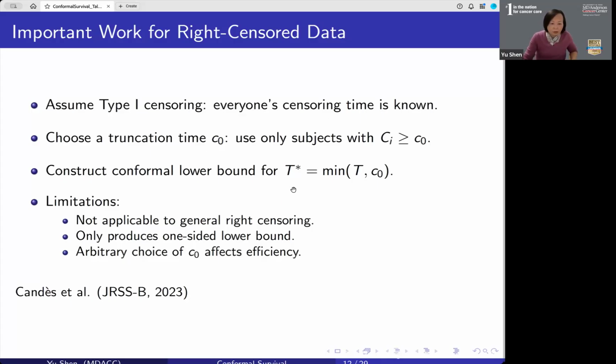And even under those restrictions, they can only construct a lower bound for the minimum of the death time and C naught. It's quite complicated. They even constructed the covariate shift for this subcohort to try to construct this lower bound. Unfortunately, the methodology cannot be used for generalized censoring and can only produce a one-sided lower bound.